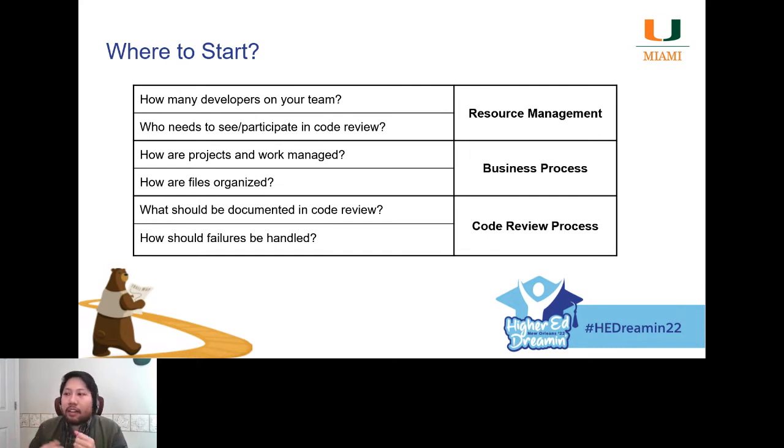Then you want to think about how your work and projects are managed and how your files are organized, because then you can think about how you want the code review template and that documentation to be related to that. And then finally, you want to think about what you actually want to get from that code review process. What do you want to document in a code review? What do you want to ensure is kept as a best practice? And then how should failures be handled? How do you want successes to be handled? It really can be adapted to what process works best for you and your team.